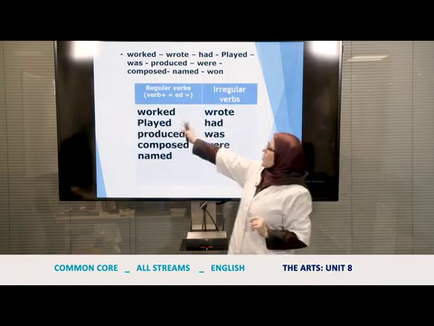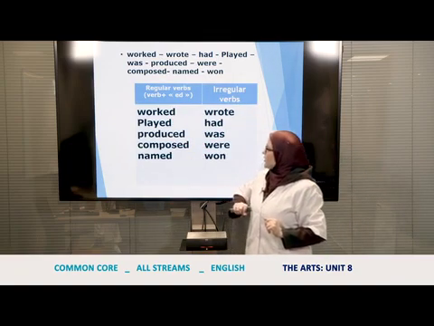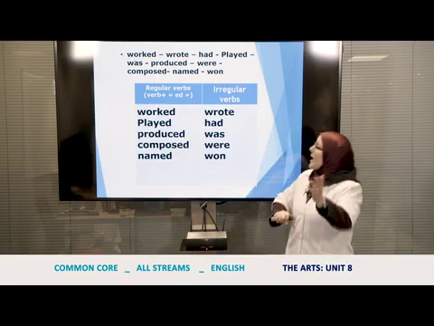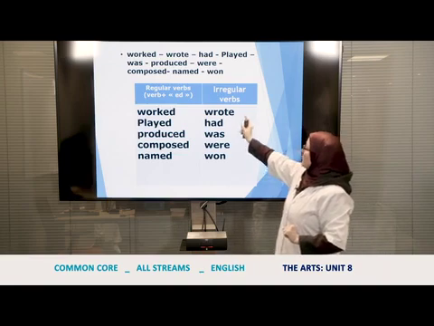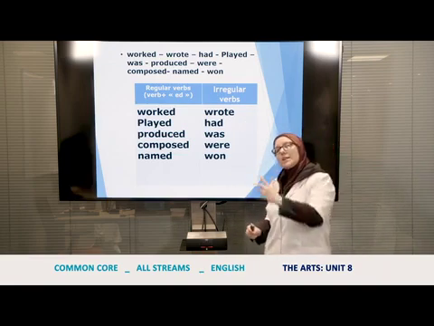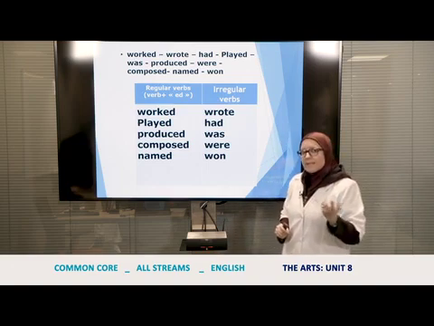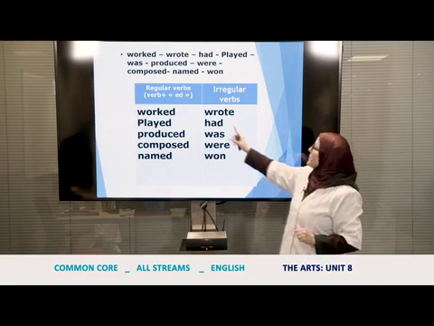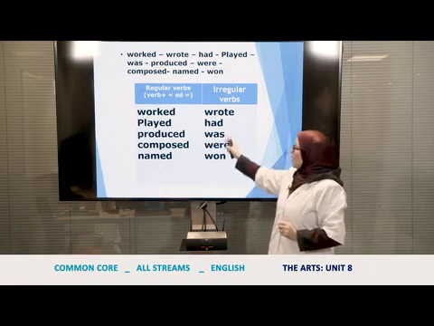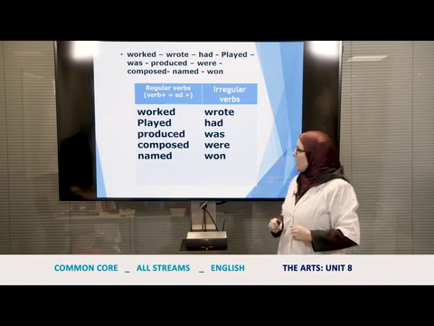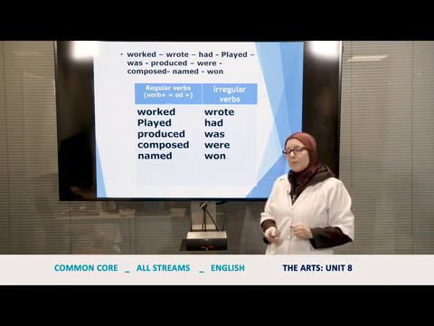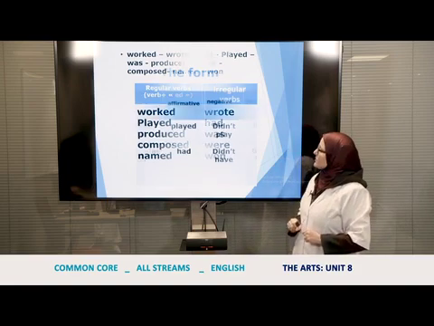So here we have worked, as you see ed here, at the end of each verb. So we have worked, played, produced, composed, and named. And for irregular verbs, we have wrote, had. Of course, you know that wrote is the past of the verb to write. So you've got some resemblance, all right? Had, which is the past of the verb to have. Was and were, of course, you know them now that you have seen my lesson for you. And won, which is the past of the verb to win.